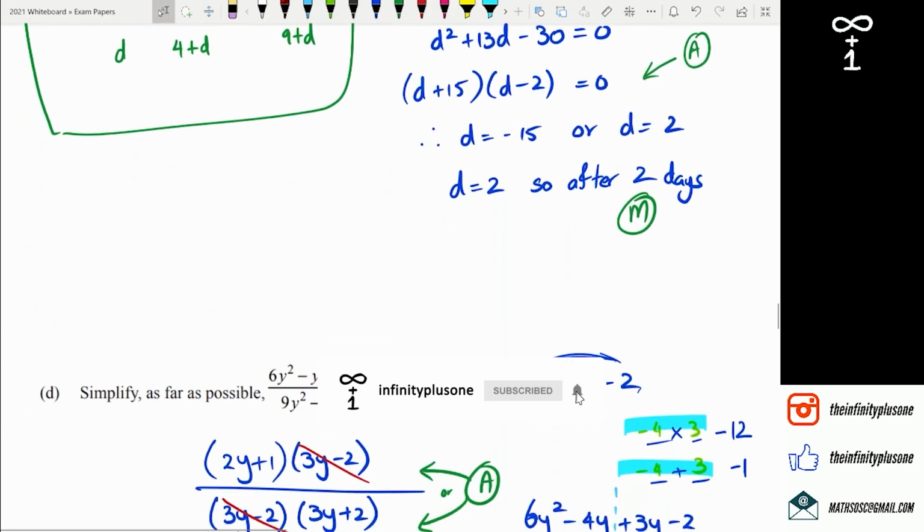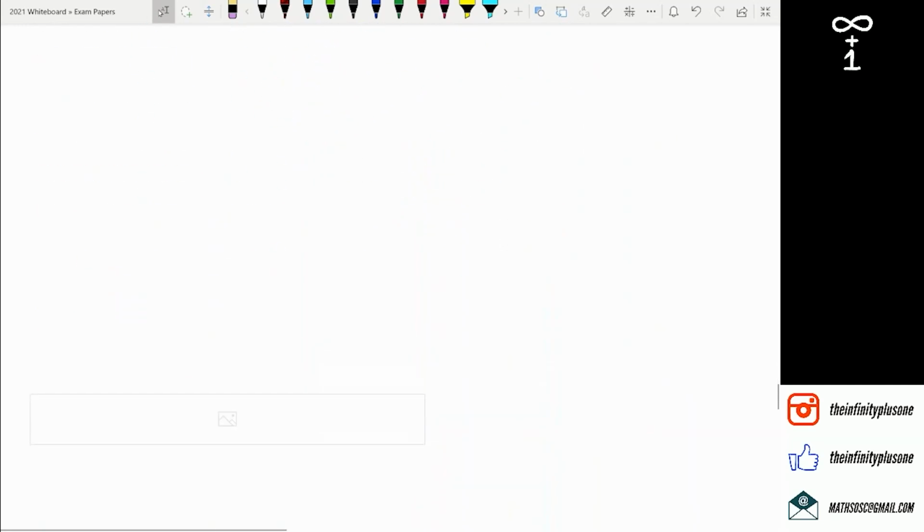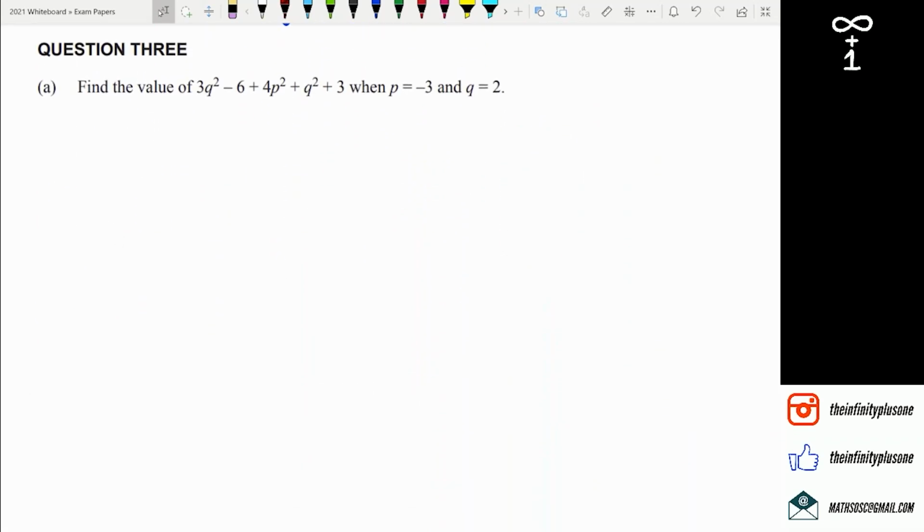All right, guys, so let's get to question 3. Question 3 is a standard substitution question. We've got p equals -3, so we need to substitute wherever there's a p with -3, and q is equal to 2. So what we have is 3 times 2 squared minus 6 plus 4 times -3 squared plus 2 squared plus 3.